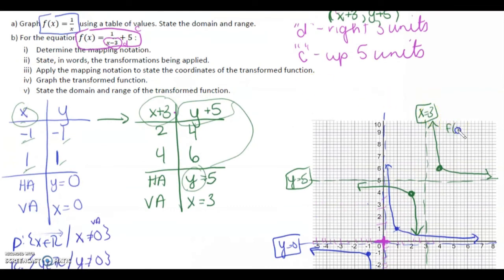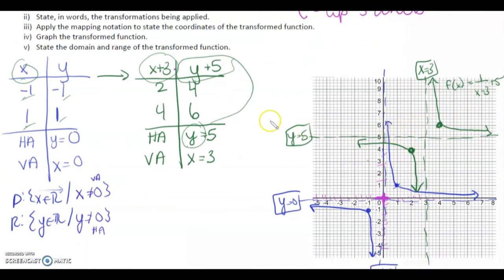And we can go ahead and label it. f of x equals 1 over x minus 3 plus 5. And I forgot to graph this one. f of x equals 1 over x.